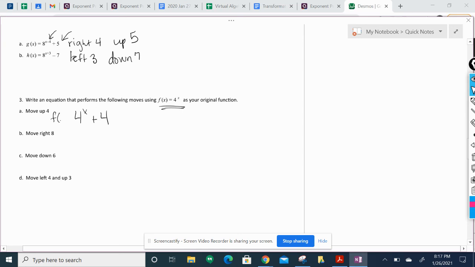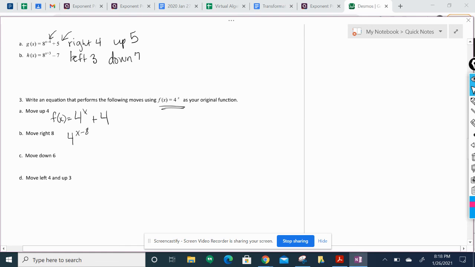And that would be f of x equals, or g of x, or y, or whatever. Okay, if I want to move to the right 8, remember right and left is when we are trapped, and so we want the 8 to be part of the exponent. If I'm going to move to the right 8, though, remember it's backwards, and so I want the 8 to be part of the exponent, but I want it to be subtraction.